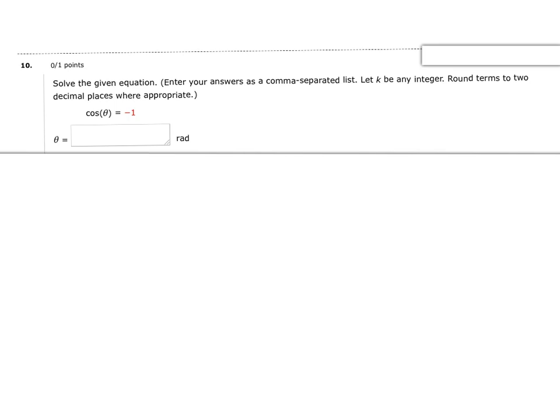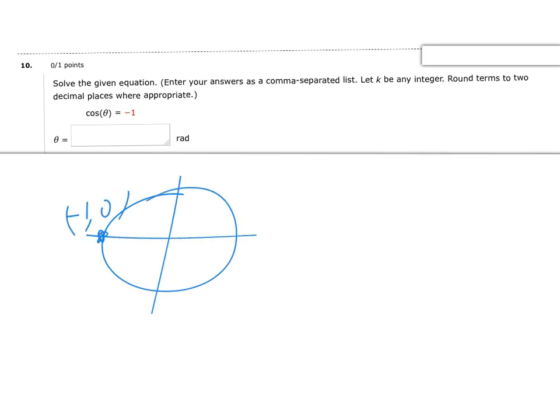All right, next up here, we're going to go ahead and solve this equation. It's already kind of isolated for us here, so cosine theta equals -1. So the only place where cosine theta equals -1 is really over here at -1, 0. So we know that that radian value is pi, but it wants us to put it as a formula where k equals any integer. And so since it's only one answer there, I'm just going to say pi plus 2 pi k. There's no buddy to go with it to let me do the pi k.